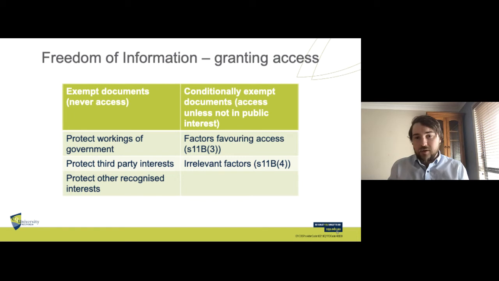A second category of documents are conditionally exempt documents. So here, the presumption is that you should have access to that document, but there's also an acknowledgement that there might be a strong reason not to grant access to that document. So usually we class that in terms of the public interest. Is it in the public interest that this document be released, or is the public interest better served by not granting access to that document? And so there's a condition on whether you could access or not.